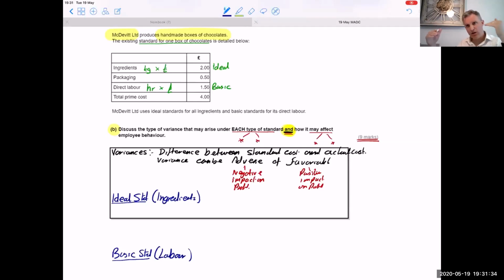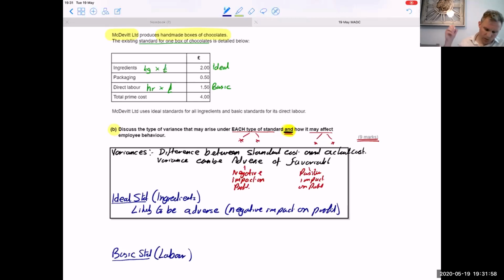Which means that you're not going to do as well as planned. So I would expect that the variances here are likely to be adverse, have a negative impact on profit. So when compared to budget, we're always going to fall short. Okay, and why is that? Well, in terms of things like usage, it is likely to be higher than expected.